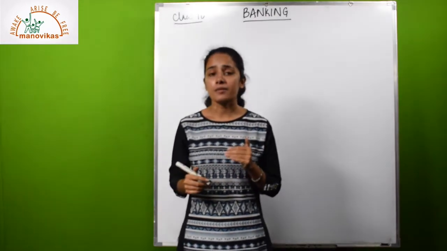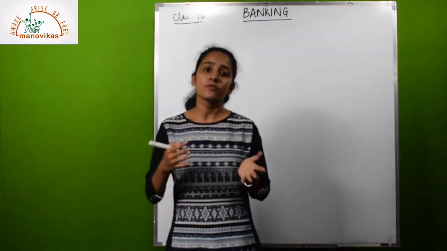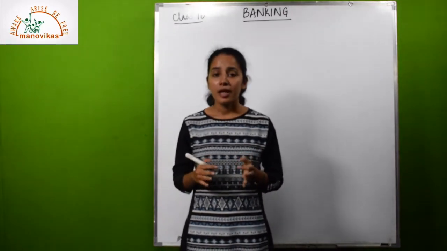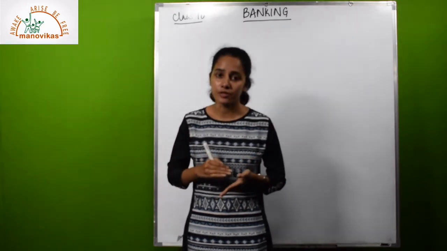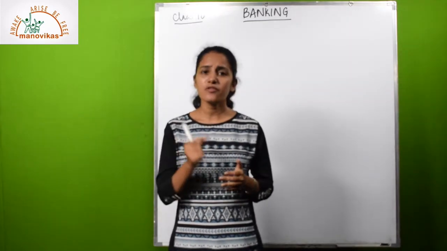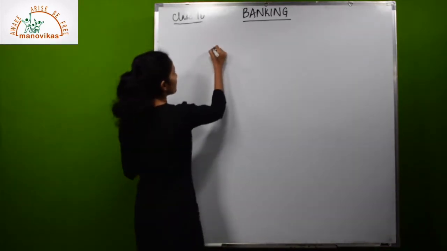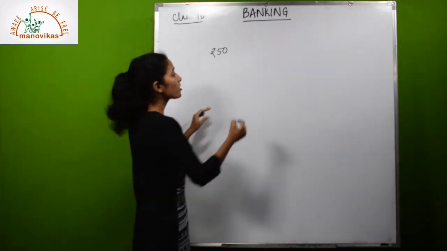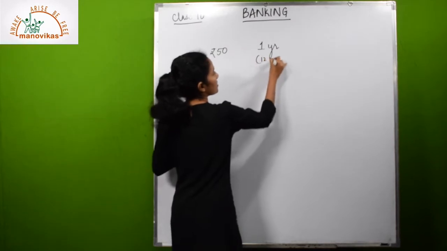In a savings bank account, the account holder can withdraw money and deposit money at his own convenience. But in the recurring deposit account, that is what we are going to learn in today's video, you can deposit a fixed amount every month for a fixed period of time. For example, you consider rupees 50. This is rupees 50 that you will be depositing every month, say for a fixed time period, say 1 year. That is 12 months.